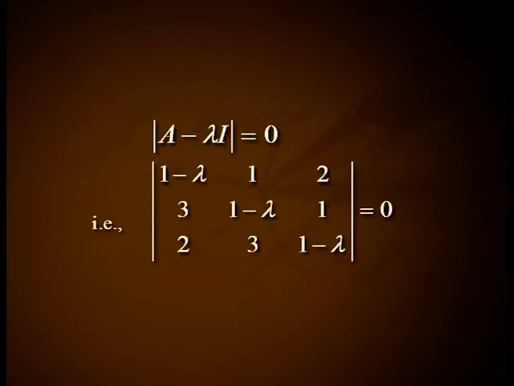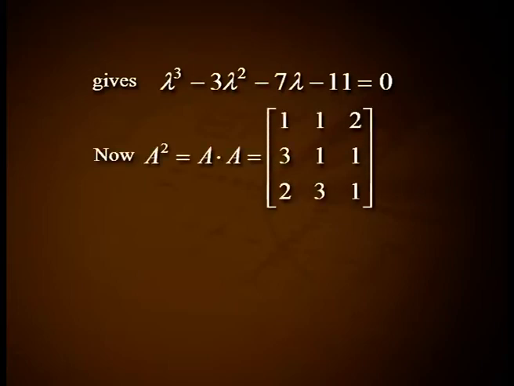Example 6. Verify Cayley-Hamilton theorem for the matrix A is equal to matrix 1 1 2 3 1 1 2 3 1, and then using the theorem obtain A inverse and A raised to minus 2. Solution. The characteristic equation is given by determinant of A minus lambda into I equal to 0, that is determinant of 1 minus lambda 1 2 3 1 minus lambda 1 2 3 1 minus lambda equal to 0, which gives lambda cube minus 3 lambda square minus 7 lambda minus 11 equal to 0.